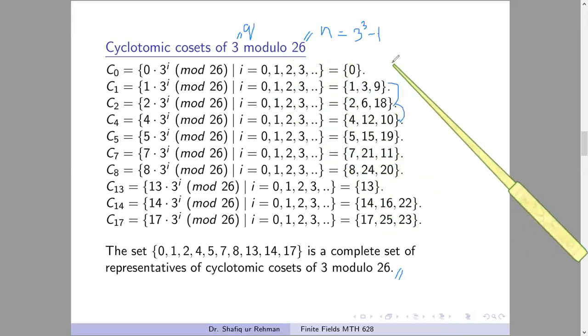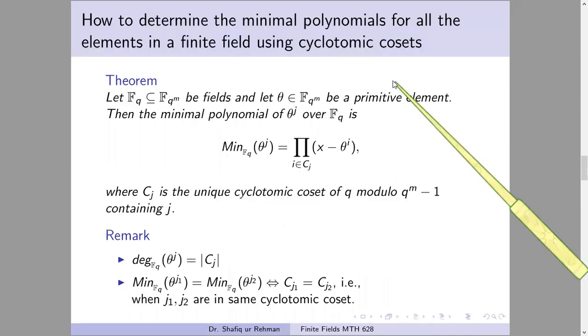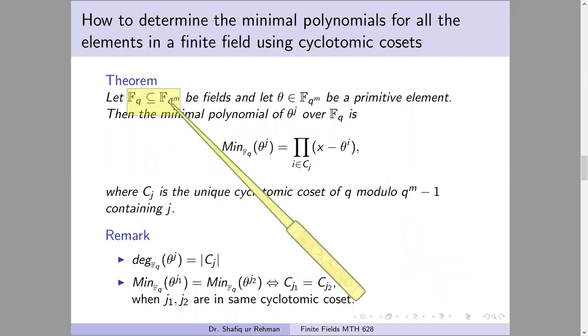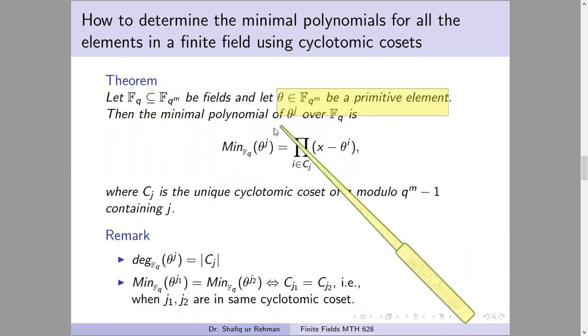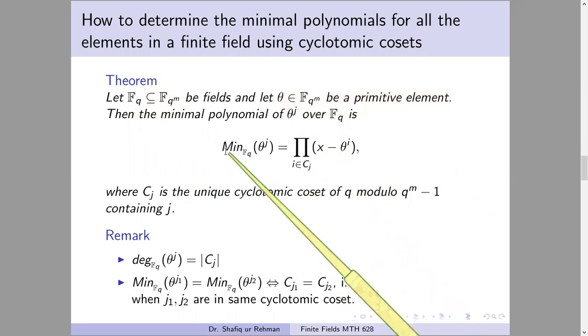And we are in a finite field. You know that from the beginning, q is most of the time taken as some power of a prime. It is understood here. So now we have learned what the cyclotomic cosets are, and now we have this immediate theorem. In this theorem, let Fq be a finite field contained in Fq power m, and let theta be any primitive element in Fq power m. Then the minimal polynomials of all the powers of theta are given by this formula.